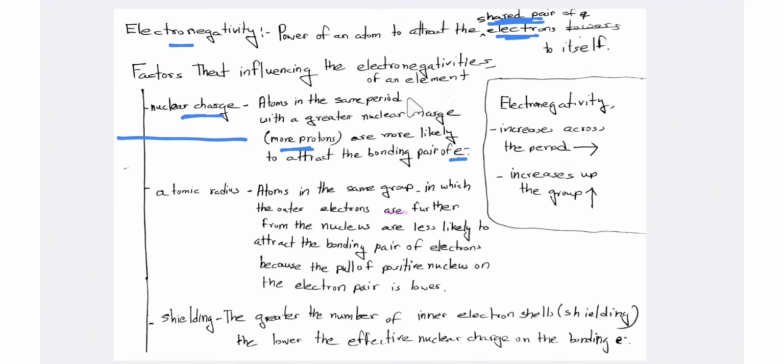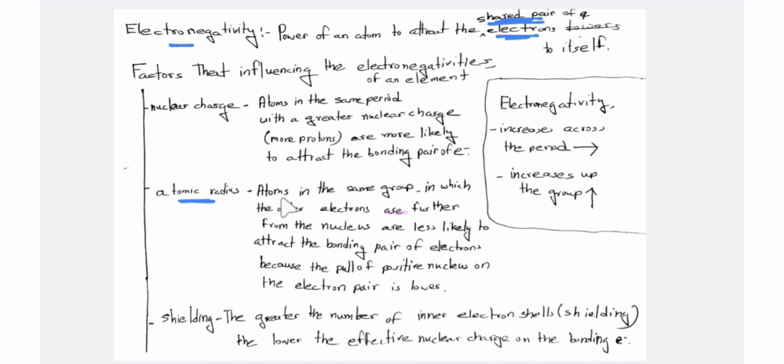So more protons means more positive charge. And since positive charge attracts negative charge, more positive charge means it would attract more electrons, or the bonding pair of electrons, towards itself. So more protons means more positive or nuclear charge, and since there is more nuclear charge, it would obviously attract the bonding pair of electrons more towards itself.